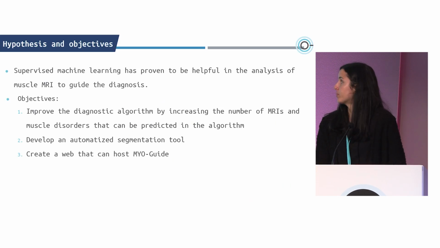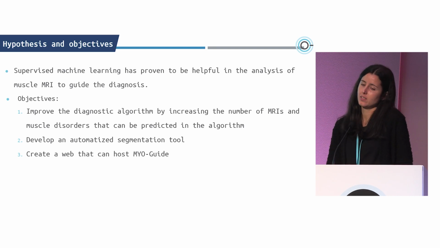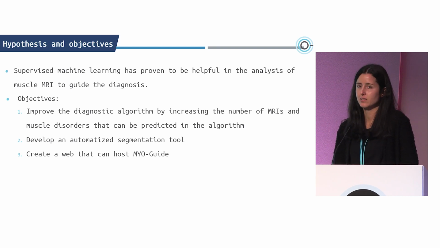So just an overview of the project. It's a supervised machine learning that has proven to be helpful in the analysis of muscle MRI to guide the diagnosis. And to make it easier to understand, basically what we are doing with this machine learning is just training a software to diagnose different patients. And the main objective of that project is to improve the diagnostic algorithm by increasing the number of MRIs and muscle disorders that can be predicted in the algorithm.